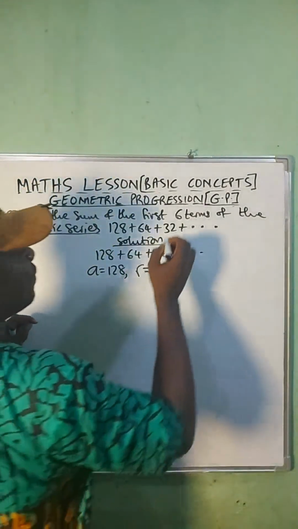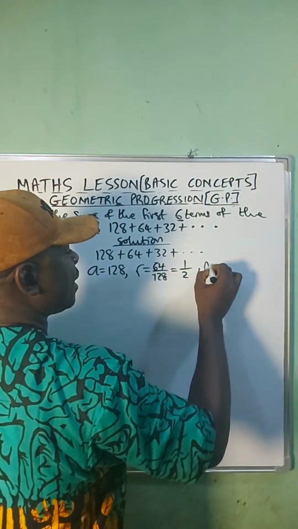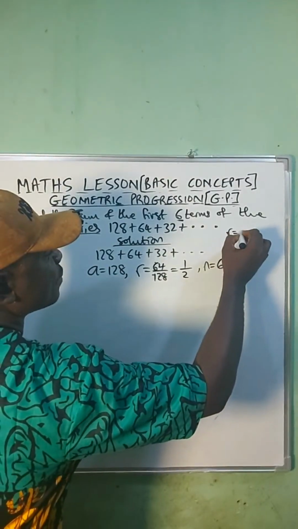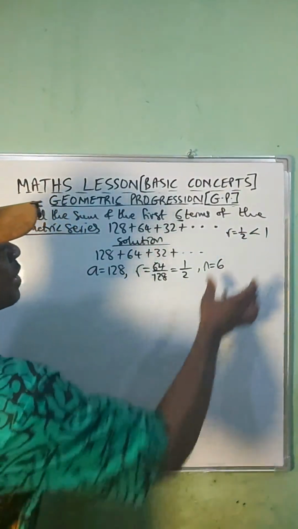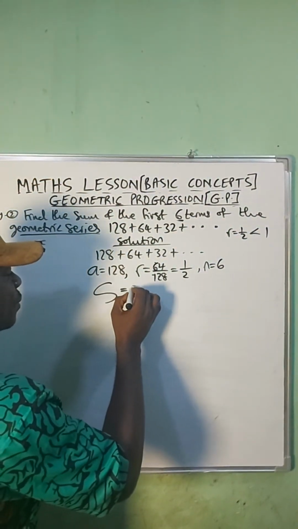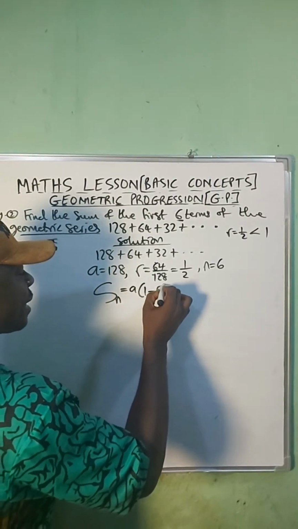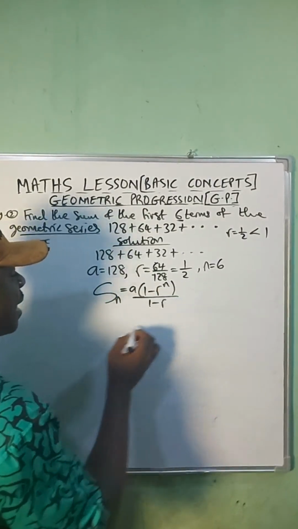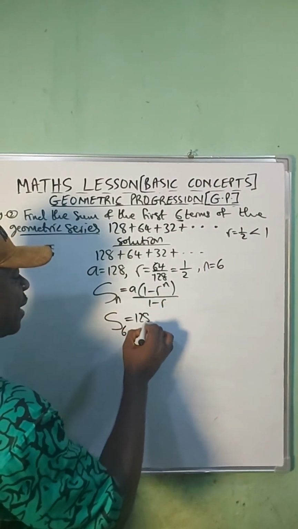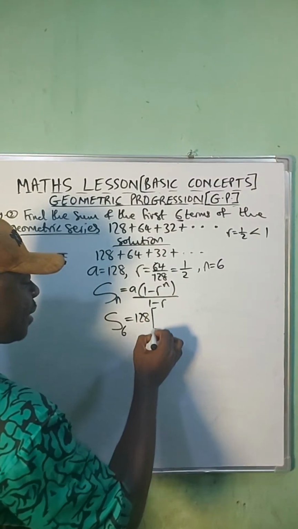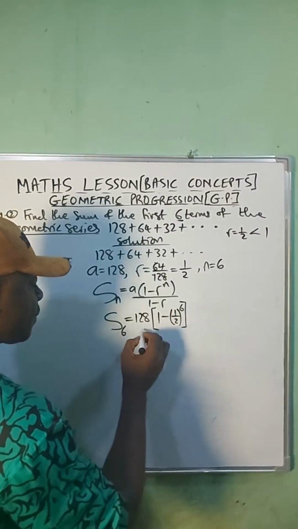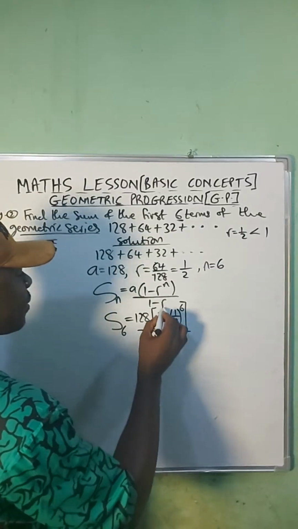And they say we should find the sum for n equals 6. So n is equal to 6. In that case, r is equal to 1 over 2, and it is less than 1. So since it is less than 1, I'm going to use the second formula. The sum of the first n terms equals a into 1 minus r to the power n, all over 1 minus r. n is 6, a is 128, into 1 minus 1 over 2 raised to the power 6, all over 1 minus r. r is half.